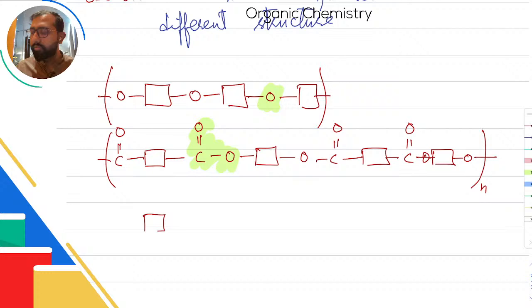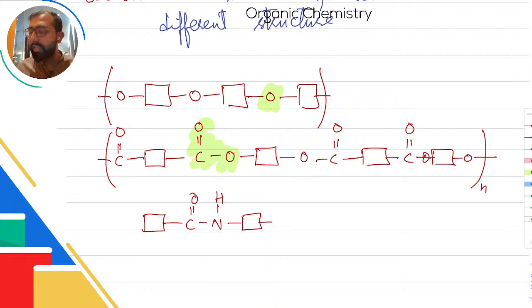So I look at it, I know this is an amide linkage, but is it polyamide or is it polypeptide? Is it a protein or is it a nylon? I don't know until I see the full thing. Okay, so how do you see the full thing? Look at the other side.